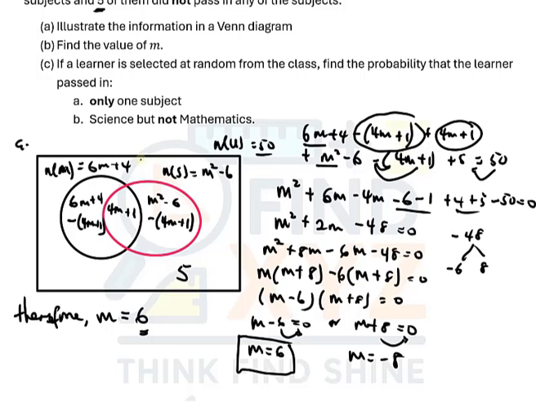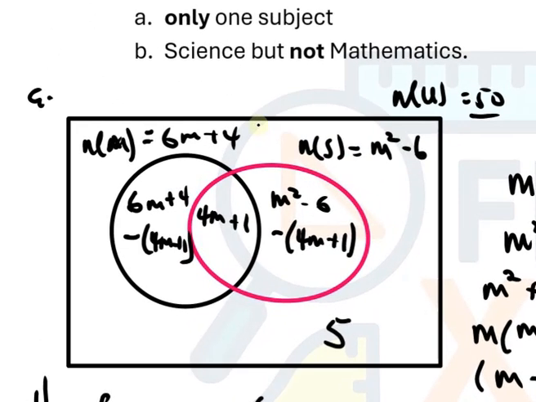Now, let's do some small math. Since we know the value of m, 6 times 6 will give us 36 plus 4. That will give us 40. So it means that the number of students that pass maths is 40. Then m squared, so 6 squared, 36 minus 6, that will give us 30. It means that the number of students that pass science is 30. Then 4 times 6, that is 24 plus 1, that is 25. It means that the number of students that pass both maths and science is 25.